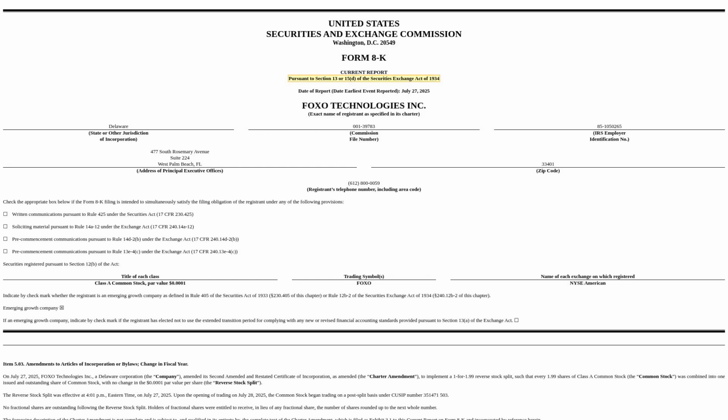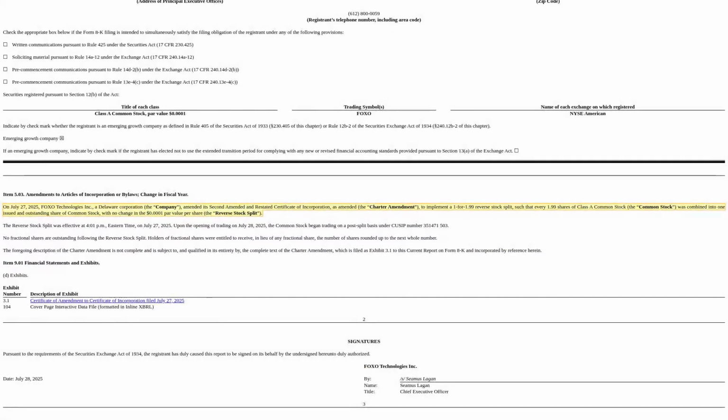Today we're diving into a Form 8K filing from FOXO Technologies Inc. Now Form 8K is like a company's quick update report. It's filed when something significant happens that the public should know about. And this one is all about giving their stock a bit of a, shall we say, makeover. So what's the big news here? The company announced a reverse stock split.